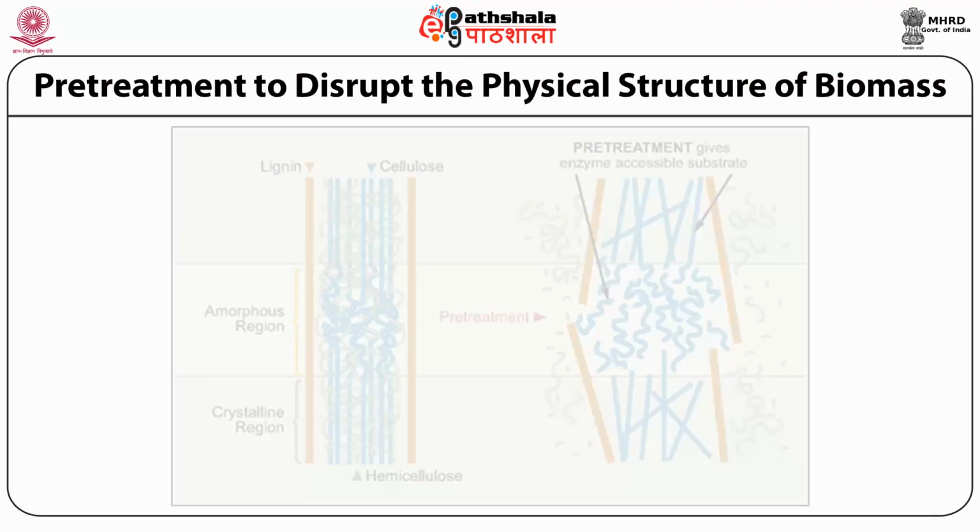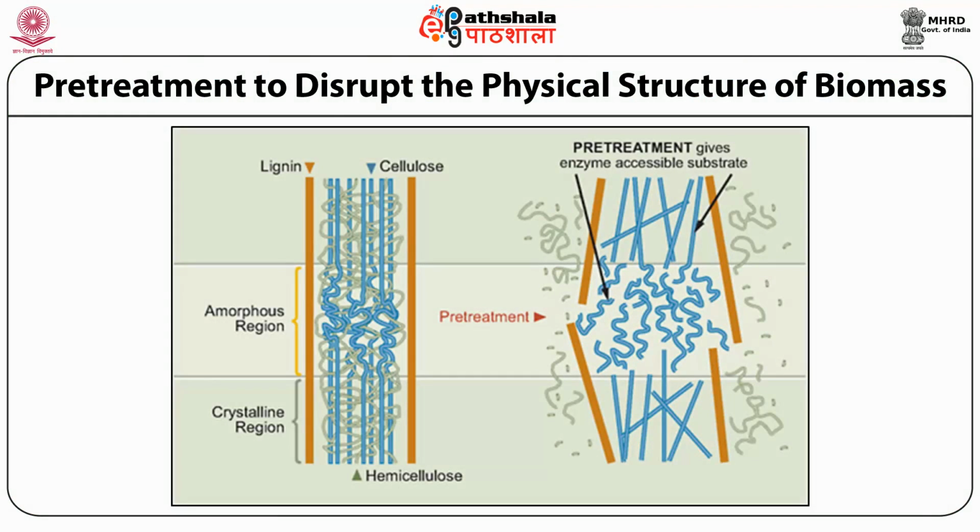In this step, fermentative microorganisms such as bacteria and yeast are added to grow anaerobically, which produces ethanol and CO2 as the byproducts. Pre-treatment to disrupt the physical structure of plant biomass. In the pre-treatment process, the biomass is first treated with dilute acid or alkali that degrade the physical structural component of the plant biomass.